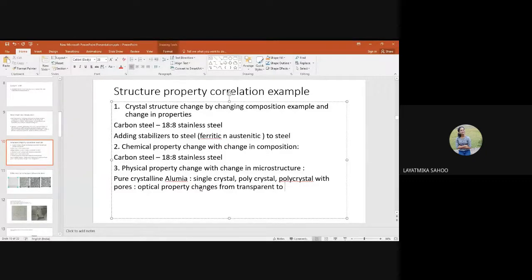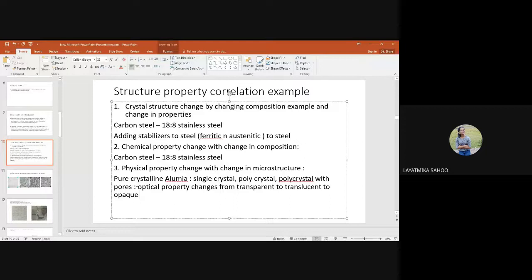So grain boundaries will scatter the light into different directions. It does not allow the light to move straight into the eyes. Changing transparent to translucent to opaque. And porosity does the same thing.